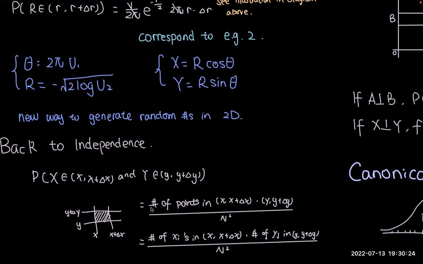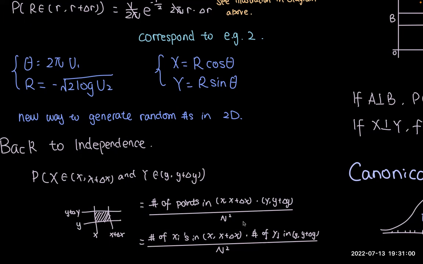So the point is that you can factorize the joint probability into the product of marginal probabilities. This comes from the fact that the number of pairs in this small range is the number of Xi in this small bin multiplied by the number of Yj in this small bin, because you pair them, you cross them. So the number of pairs is the number of X in this small bin times the number of Y in this small bin. You multiply these two numbers, you get the number of pairs.